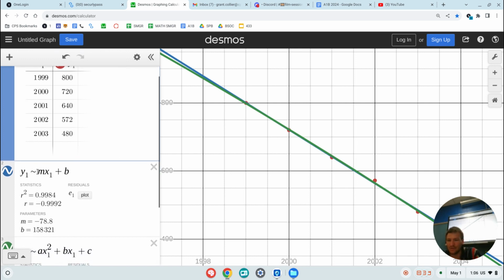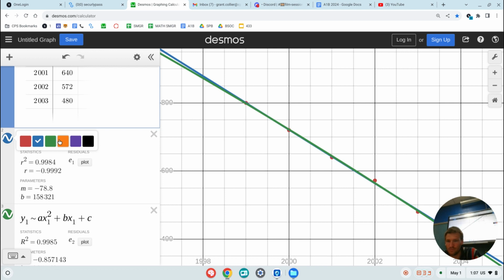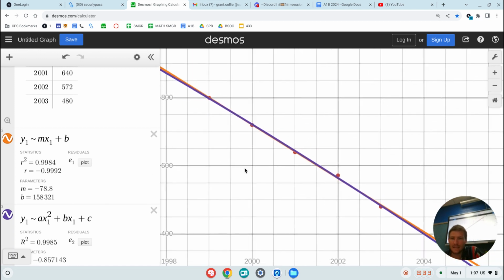Now this looks a little confusing. Let me change one of these. Let me do maybe orange and purple. How's that? Orange and purple. We'll get some real crazy colors in there. So we have my straight line and my quadratic line, which is more of a curve than a line. Both of these have high confidence. The R is 99.84. Very, very confident.